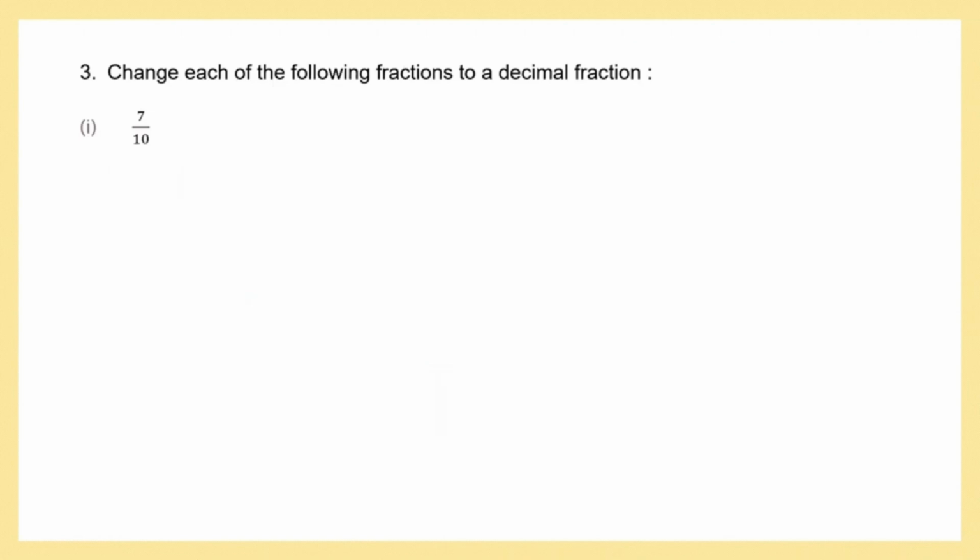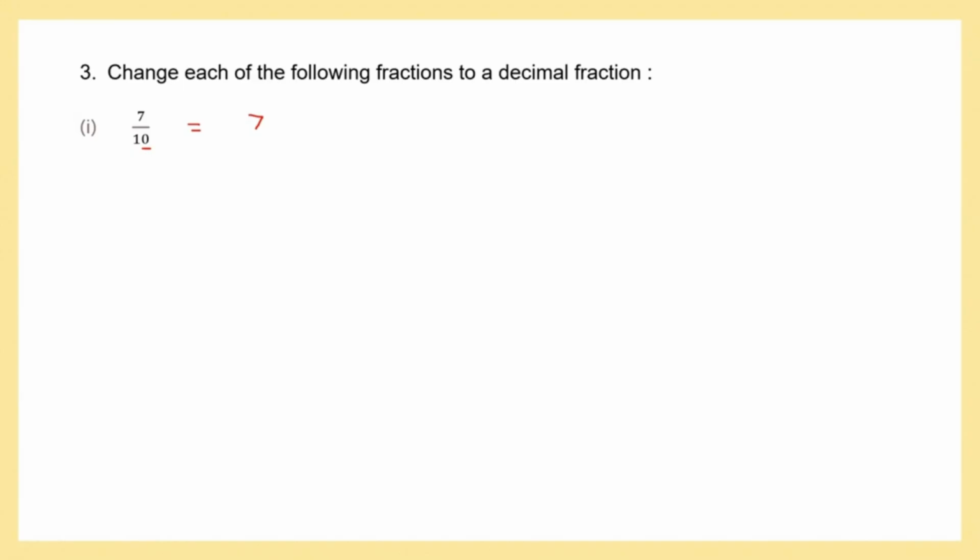Question 3. Change each of the following fractions to a decimal fraction. So now we have a fraction here which has a denominator 10. What is very important is for you to see the denominator and see how many zeros there are. Now the first step, take the numerator and write it as a whole number. Now 10 has 1 zero, so the number that you form should have one decimal place.